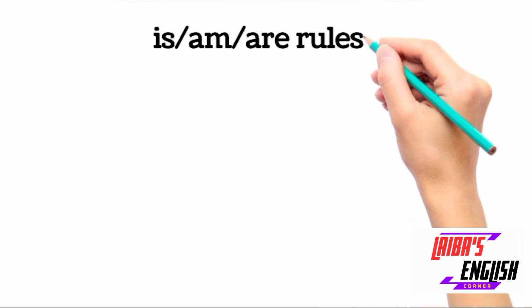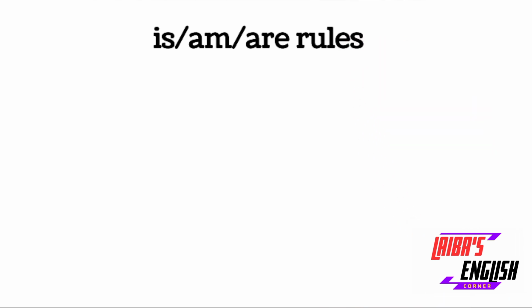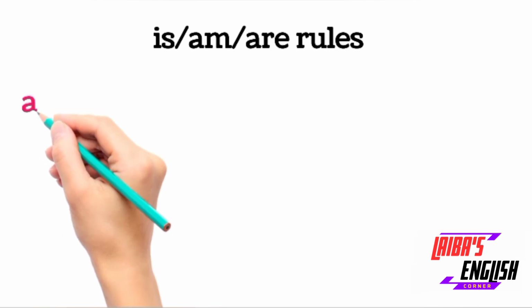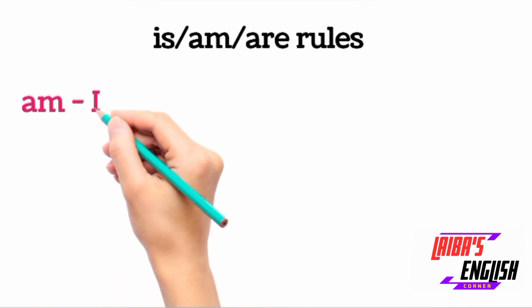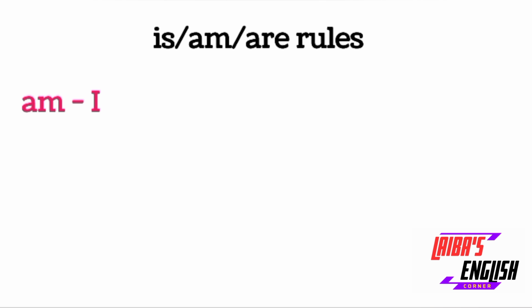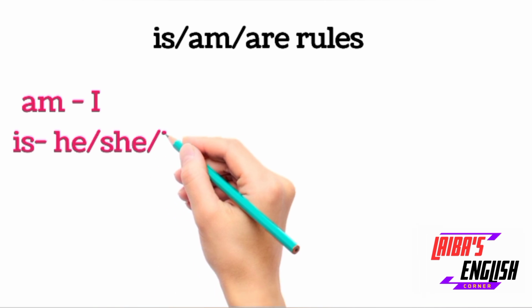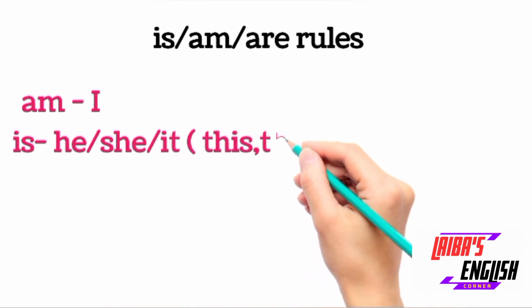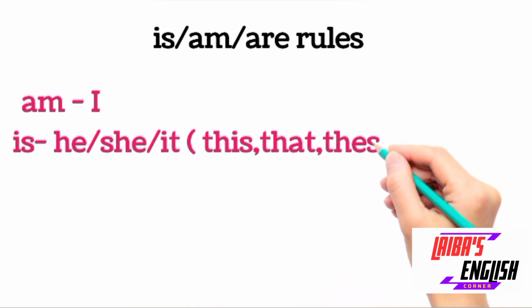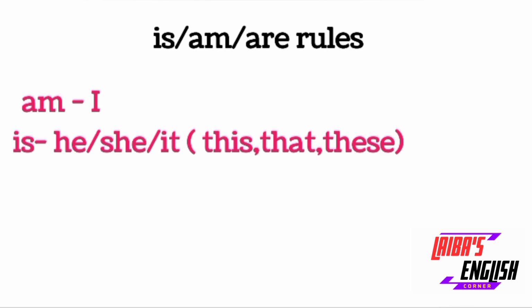Now, we all have the same confusion: with whom are we going to use is, am, are? So now we are going to discuss the rules of is, am, are. Whenever you have the subject I, we will use am. For example, I am cooking some food for dinner. I am playing a video. I am writing a letter. So whenever we have the subject I, we will use am as a helping verb.